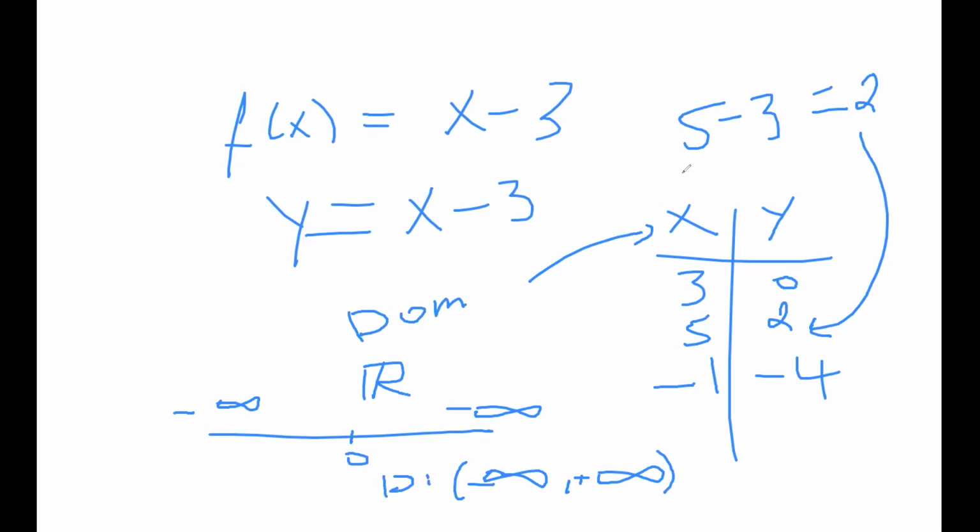Exactly. The numbers here are called the domain. You can plug in any number between negative infinity and positive infinity. This notation here we call an interval. Any number between negative infinity and positive infinity is part of the domain. And what do we call the second group? If this is the domain, what do we call this column? The range, that's right.